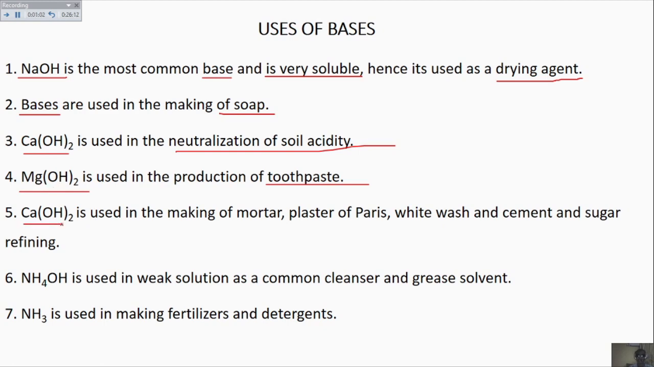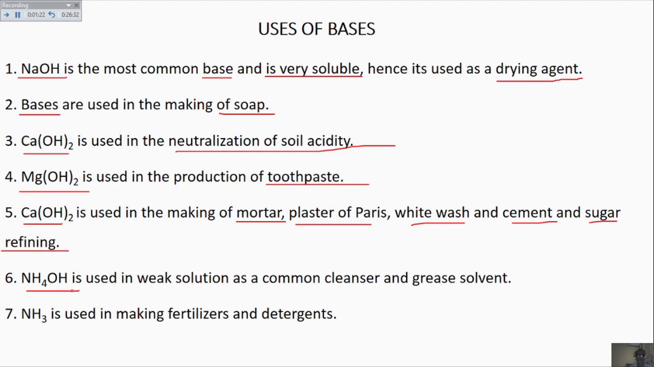The calcium hydroxide is used in making mortar and POP, that is plaster of Paris, whitewash and cement and sugar refinery.